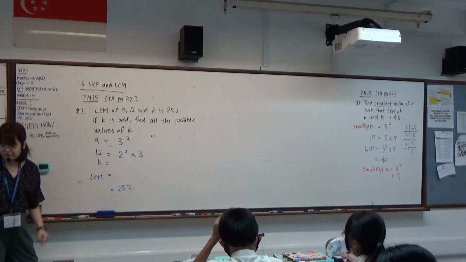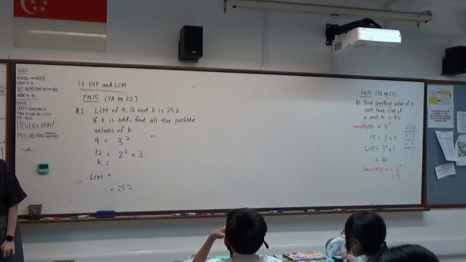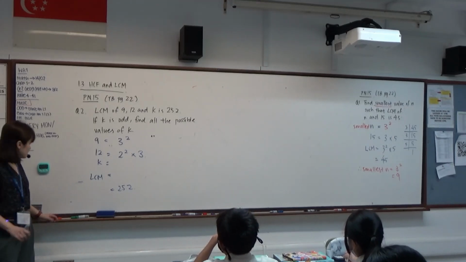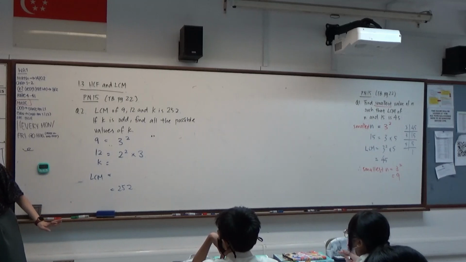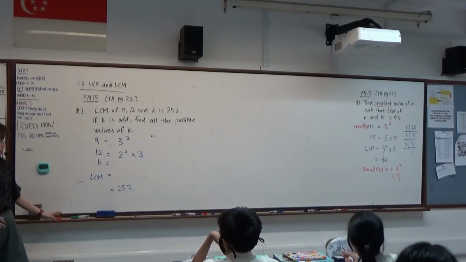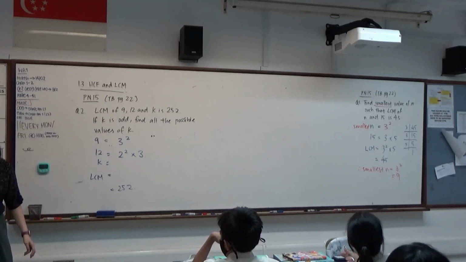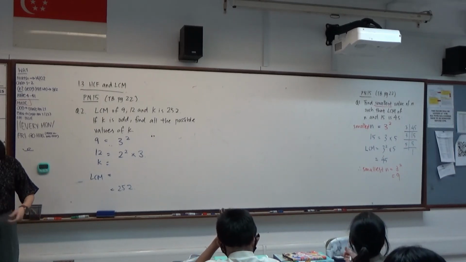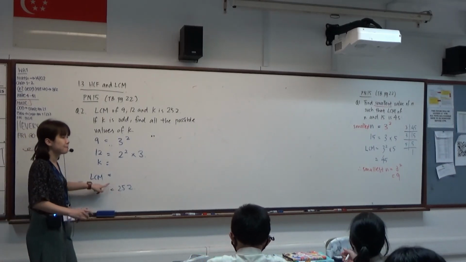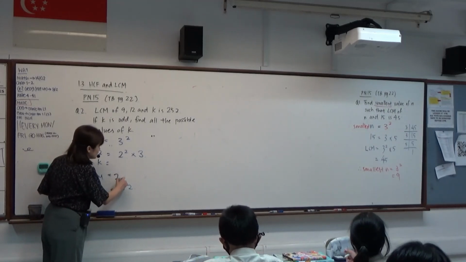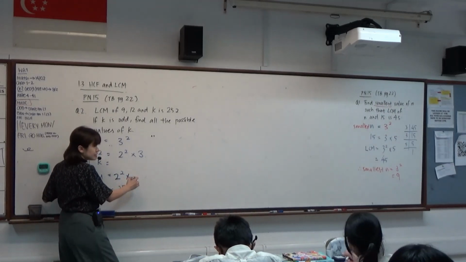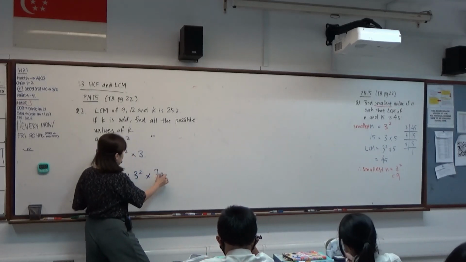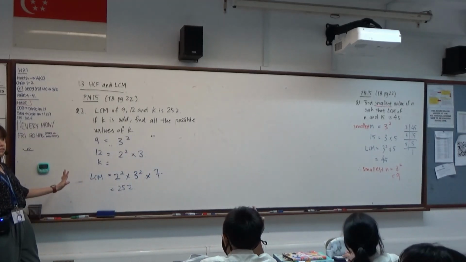LCM 252, what is its prime factorized form? Could someone give it to me, please? Okay, let's choose someone. Ricky, give me 252 in its prime factorized form. 2 squared times 3 squared times 7. Okay, great. Do we all at least have this?